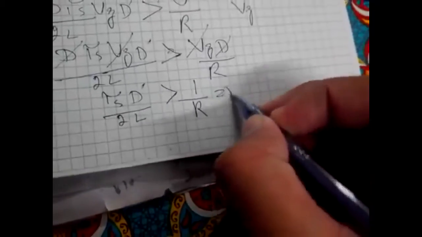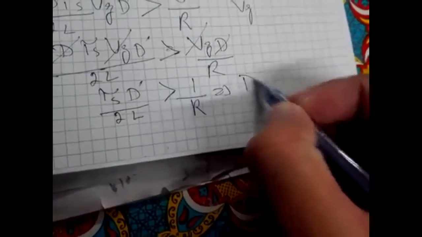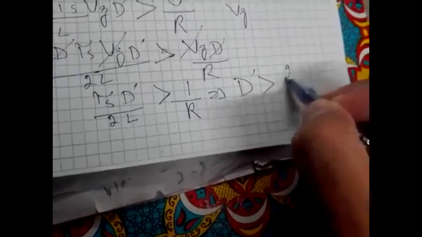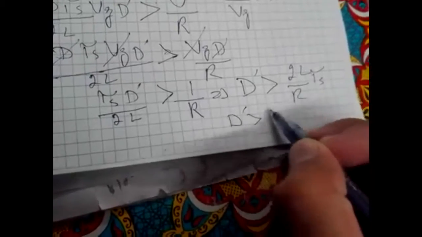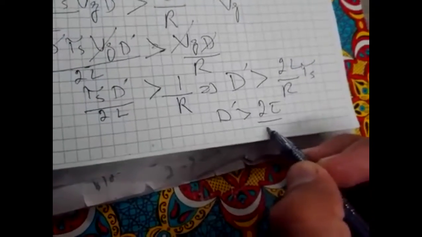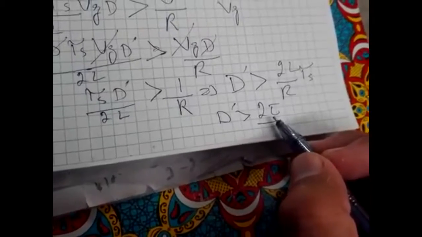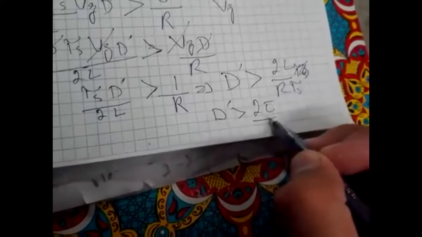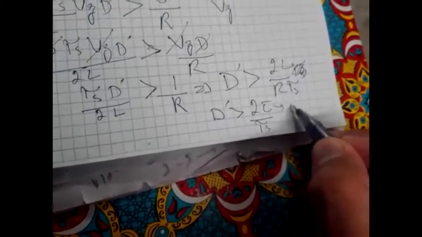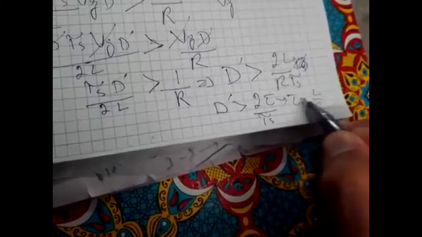So now, simplifying it, we get D dash greater than 2L by R Ts, or D dash into tau by Ts, as in the inductor tau is equal to L by R. So we get this equation after simplification.